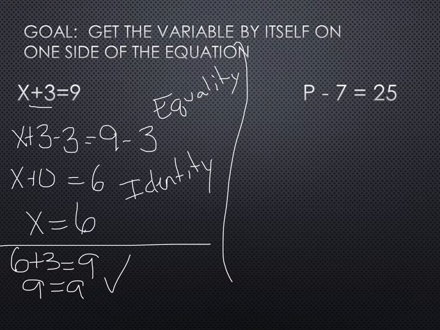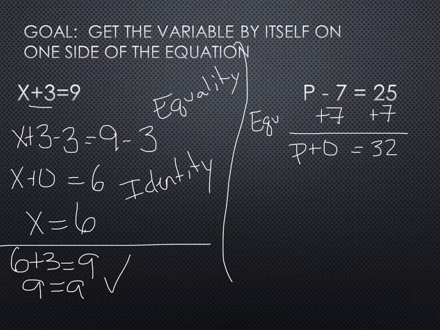Let's look at this side. P minus 7 equals 25. Well, here's a different way I could solve it. I'm subtracting 7 there. I need to do the opposite of that. So I'm going to add 7, but I have to do that to both sides of the equation, both sides of the equal sign. That means P plus 0 equals 32. So this is the property of equality. Here I'm about to use identity. P plus 0, that's equal to P.